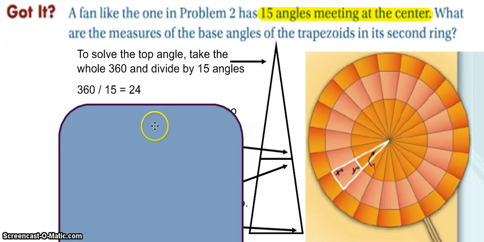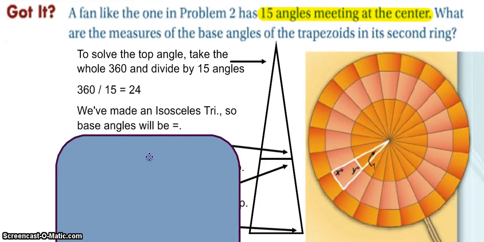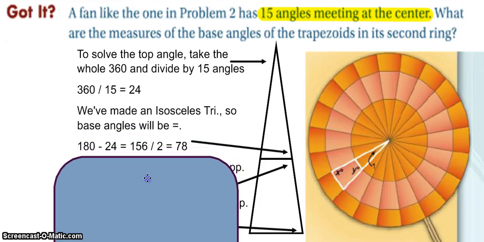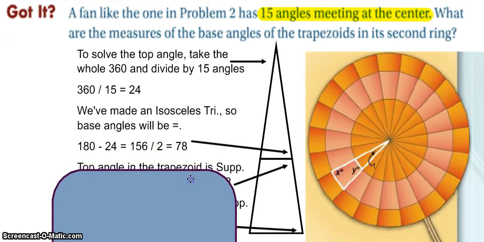Then moving down to the base of this, I know that it must be an isosceles triangle, so the base angles are going to be equal to each other. So I take the amount that's left over, 156 degrees, to make up the rest of my triangle and divide it by my two angles, which gives me 78 degrees. So both of these angles down here will be 78 degrees. We can color code that really quickly.